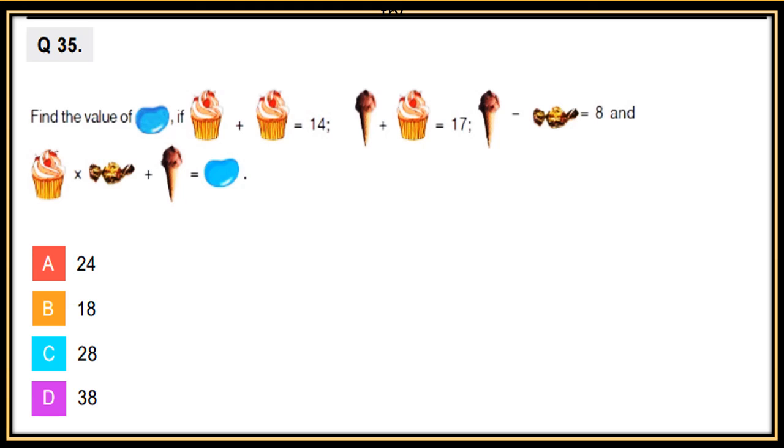So in this type of question, we see where we can find similar items. So here similar items are cupcake plus cupcake equals to 14. So from here you find the value of cupcake and then substitute the value of cupcake in the next equation. You will find the value of cone. Then substitute the value of cone in the next equation. You will find the value of chocolate. Now substitute these values in equation 4. You will find the value of blue candy.